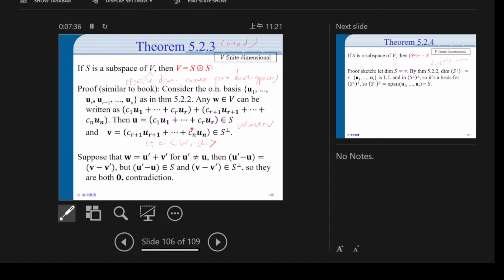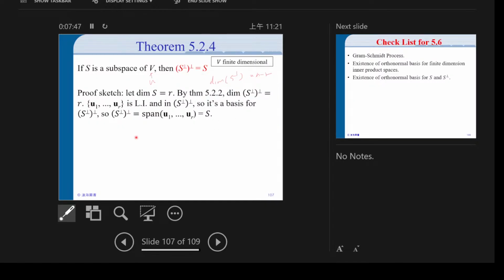And yeah, so that's 5.2.3 proved by having this Gram-Schmidt process. And then we can also reprove 5.2.4. So this is also modified 5.2.4. This is once again for a general vector space V. And so we say that we can also prove S perpendicular back to S by just looking at the orthogonal basis.